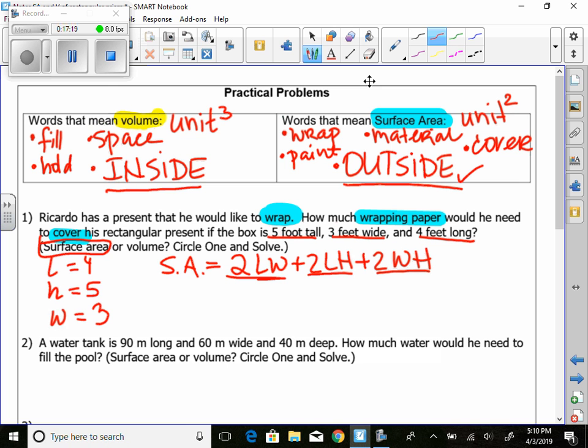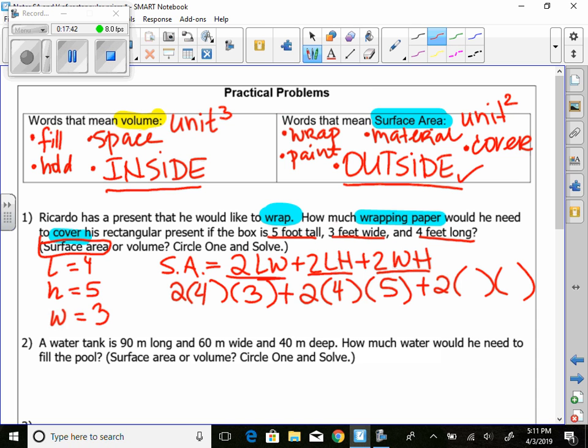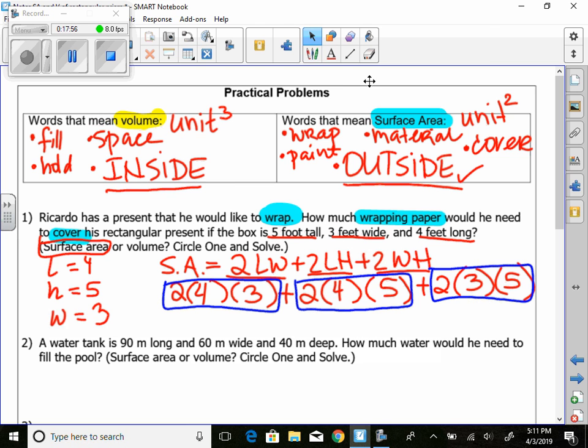Let's fill them out. I have 2 times length times width. Length is 4, width is 3. 2 times length times height. Length is 4 and the height is 5, plus 2 times width times height. Width is 3, height is 5. So multiply all these 3 parts together first. So multiply, multiply, multiply the numbers in the box, and then add them together.